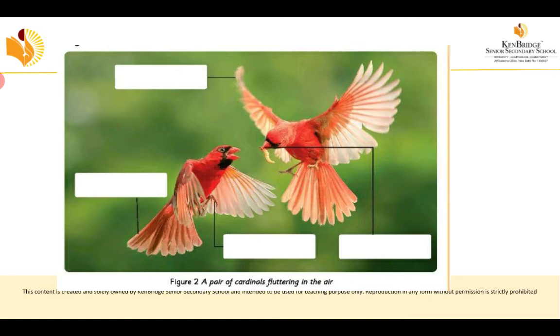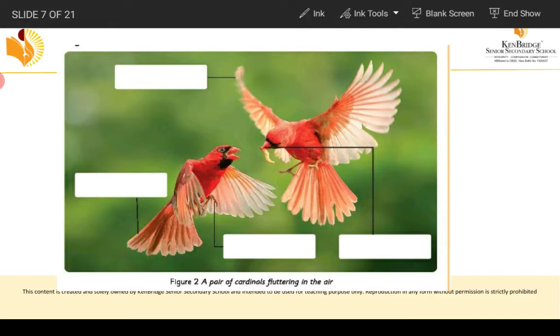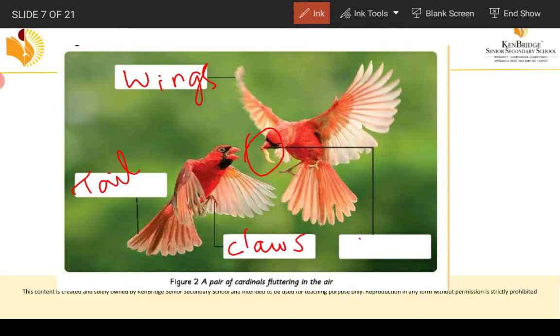So, here we have some parts to write. See, what is the first part? It is a wing, which helps the bird to fly, and this is a tail. The third one is claws, and this one is the beak. So, these are the different parts of a bird's body.